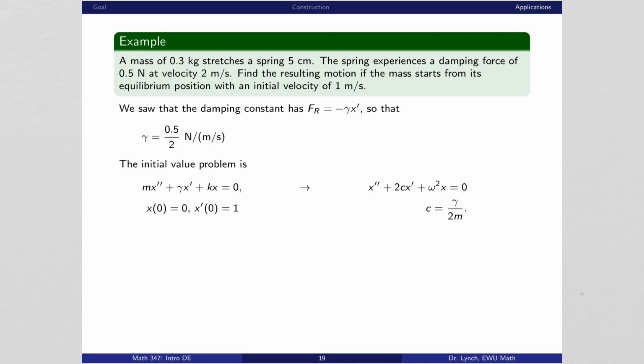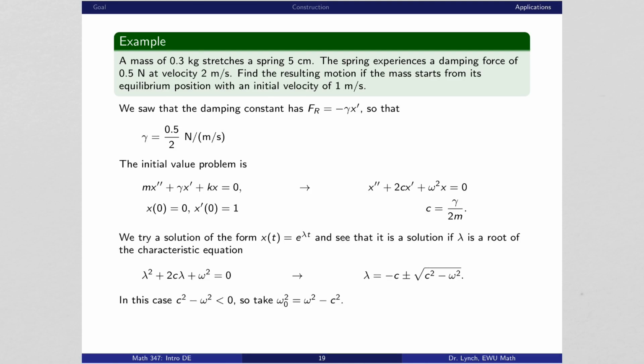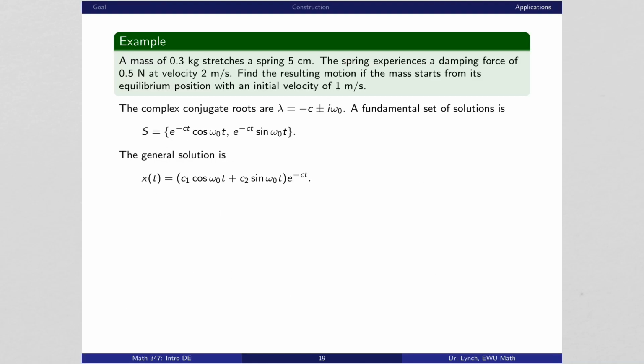We'll do the same thing we did just a moment ago, dividing through by a factor of m, identifying c as gamma over 2m. Of course, omega squared is k over m as it was before. And if you compare c to omega, you find that c is less than omega, giving us this damped oscillation case that we had before. In other words, complex conjugate eigenvalues. So the eigenvalues are a conjugate pair.